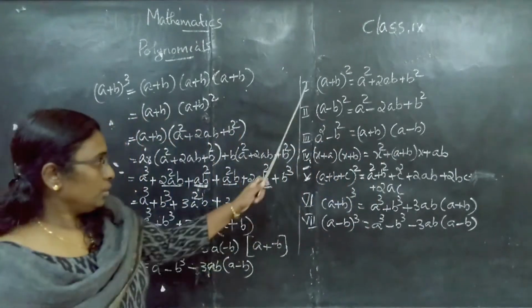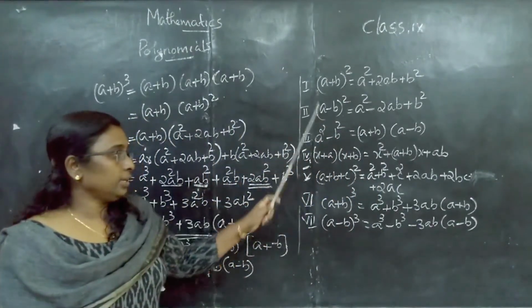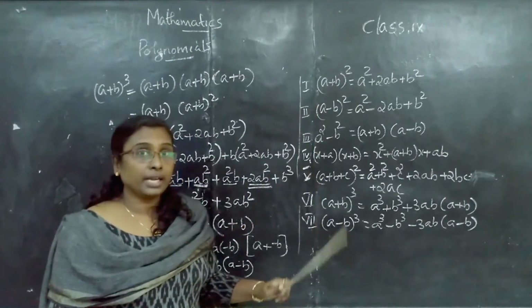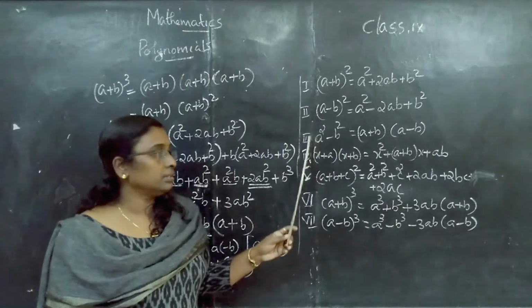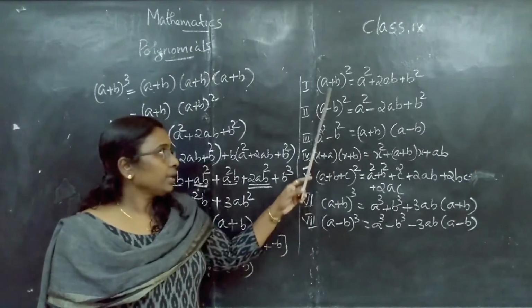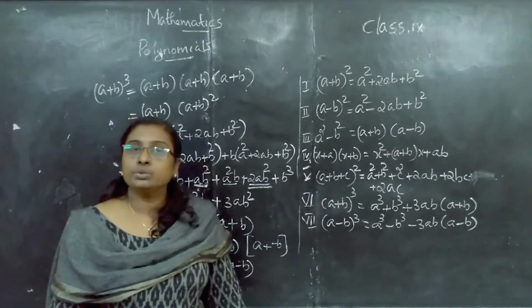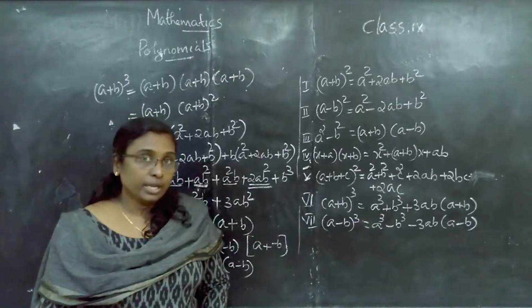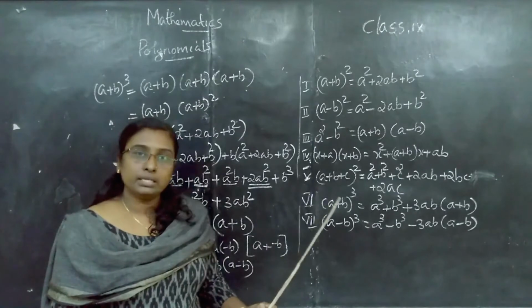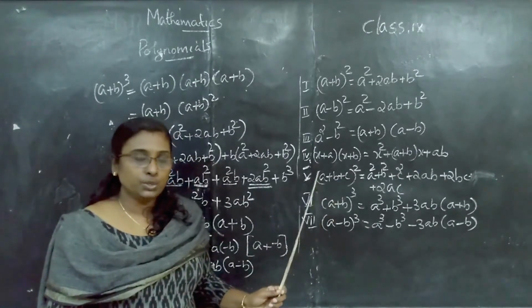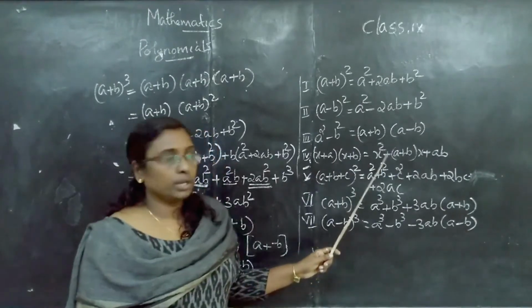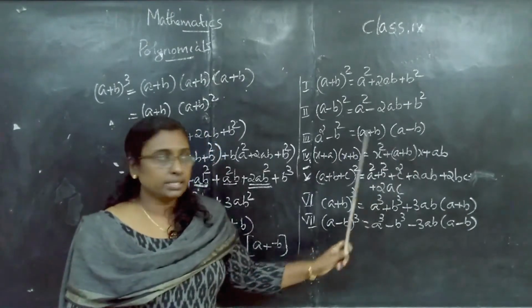So you should study all these identities. Then only can you factorize algebraic expressions in the coming exercises. A plus b the whole square: a square plus 2ab plus b square. A minus b the whole square: a square minus 2ab plus b square. A square minus b square is a plus b into a minus b. X plus a into x plus b is x square plus a plus b into x plus ab.